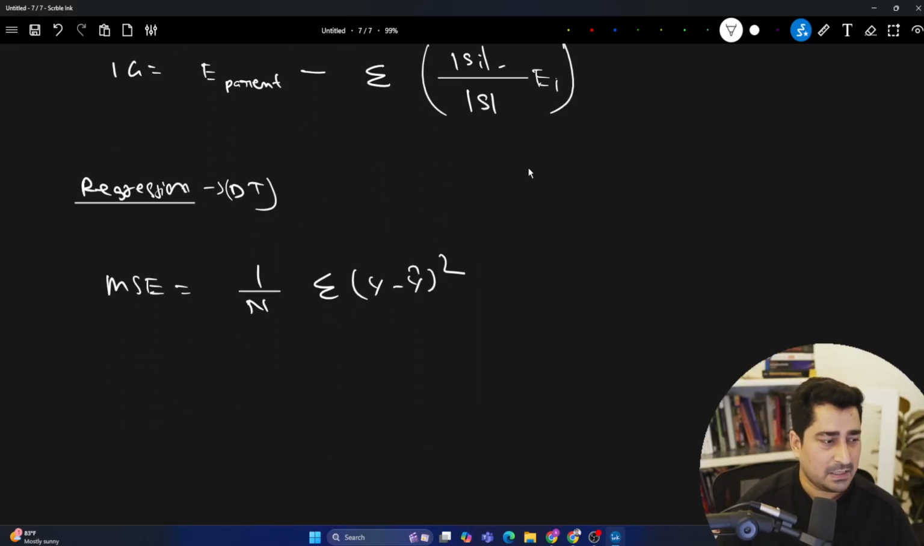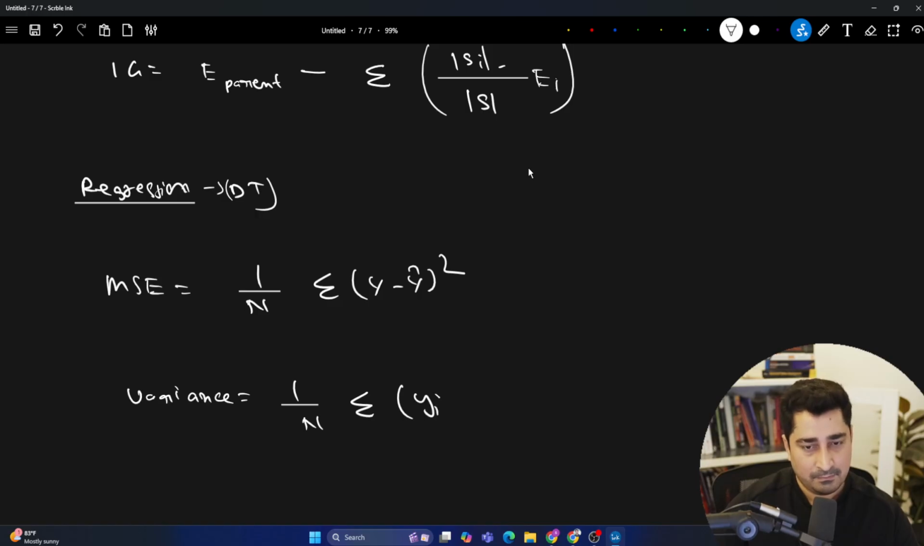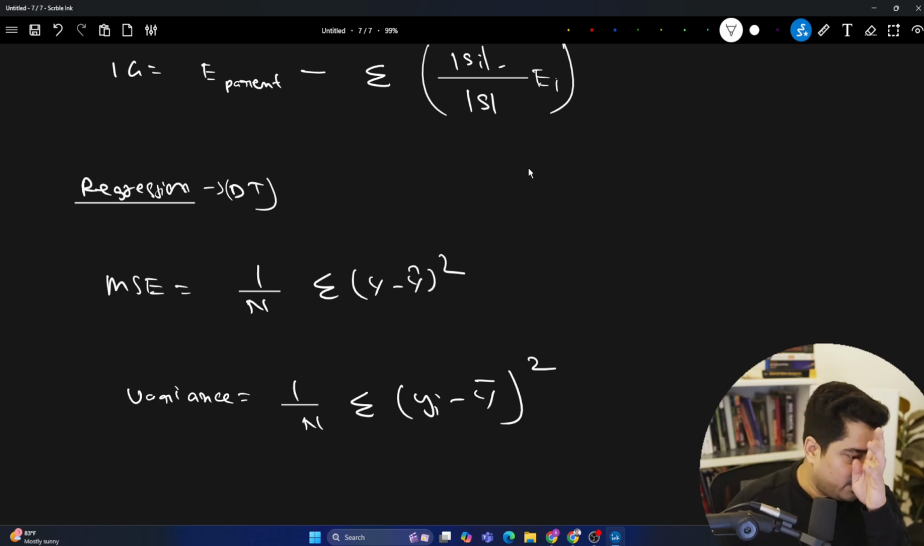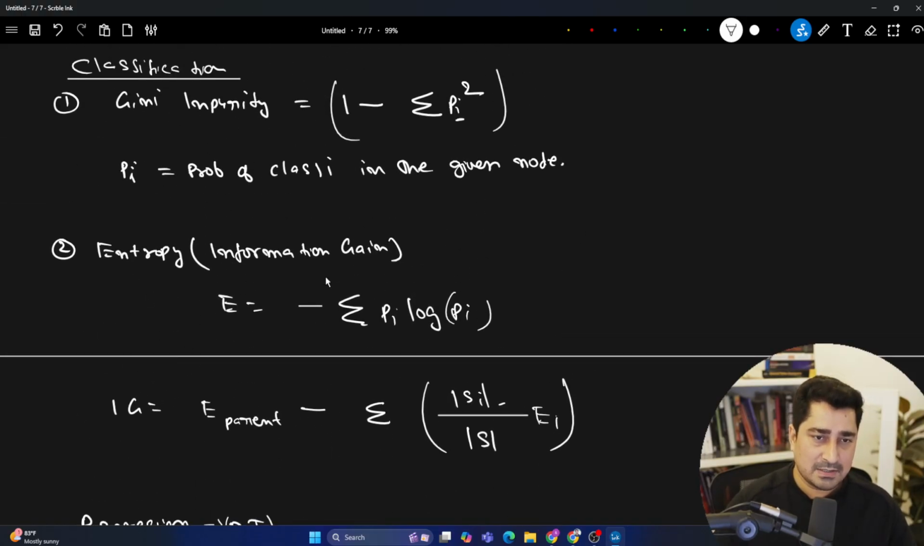And then we try to find out something called variance. So we compare with respect to the variance reduction. Variance is nothing but 1 by n summation of yi minus the mean. That's the reason I have written y bar, not hat. These are the two equations used in case of regression. So if you're trying to solve a regression problem, you will end up using these two equations. And if you're trying to solve a classification problem, then you will end up using Gini or maybe entropy, which is called information gain.